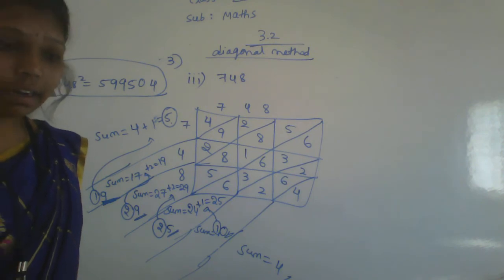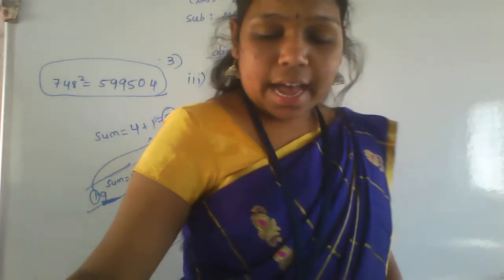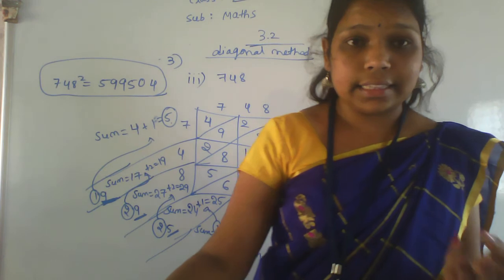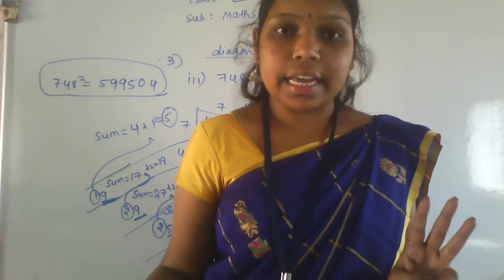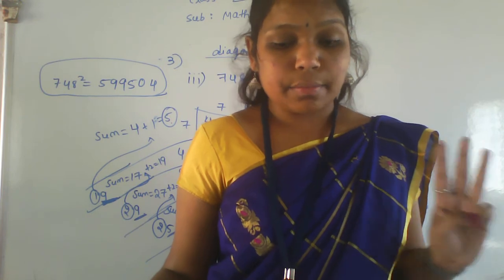Getting what I am saying here? Okay. So the fourth problem is similarly a 3-digit number given here. Do it yourself, using the diagonal method.